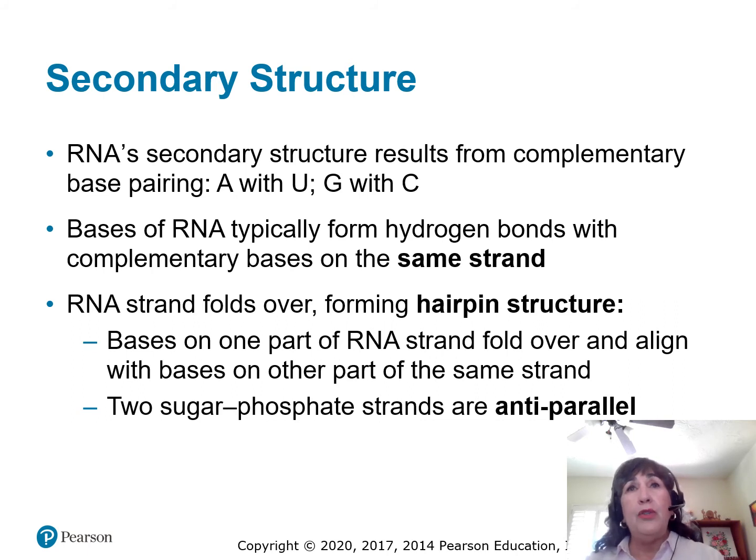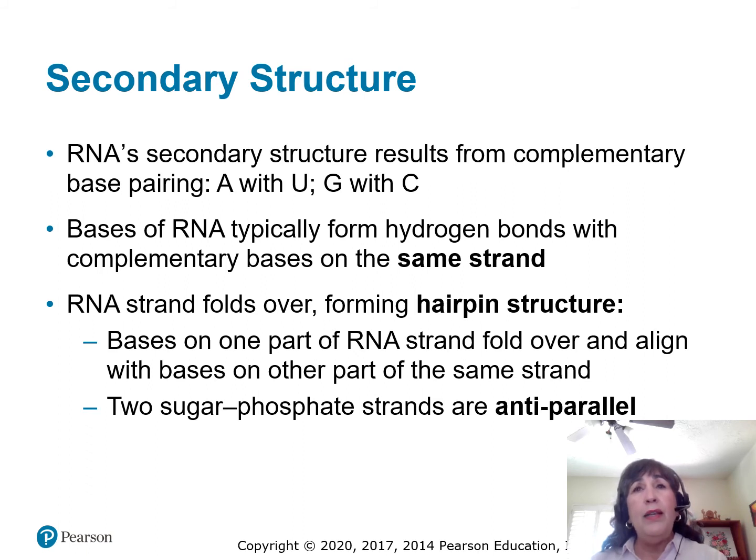RNA's secondary structure results from complementary base pairing. So how can that happen when RNA is a single-stranded molecule? Well, it can fold on itself. When it folds on itself, it is called a hairpin structure. When it folds on itself, we actually have complementary base pairing. So A always pairs with U, and C always pairs with G.